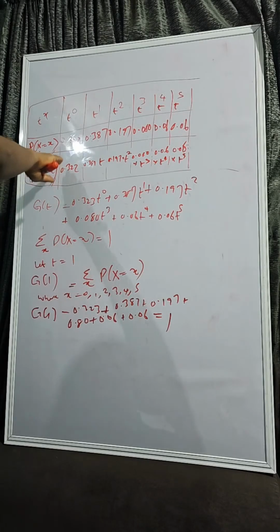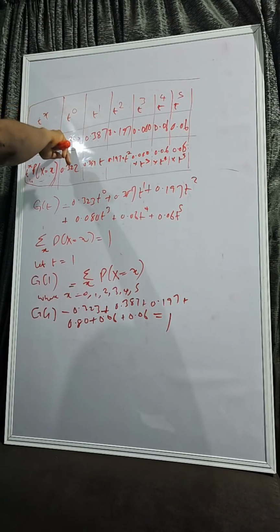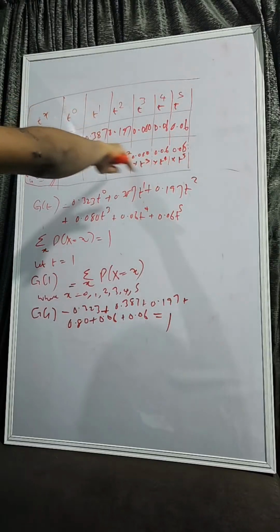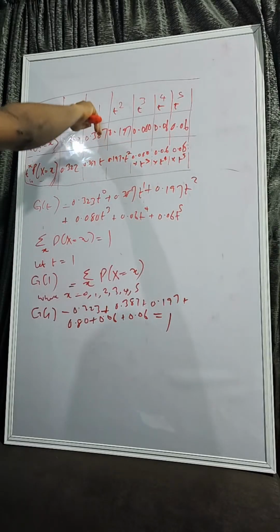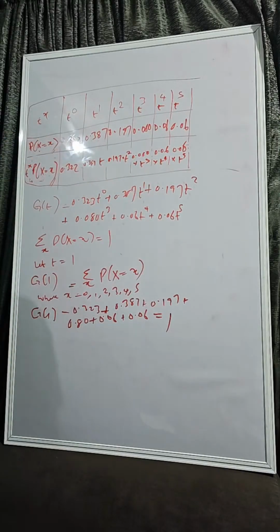And that's how we got 0.322 times T raised by 0. T raised by 0 is 1. So 1 times this will give you this. And the rest, as you can see, this is 0.387 times T raised by 1, and so on and so forth. So that's how we got that.